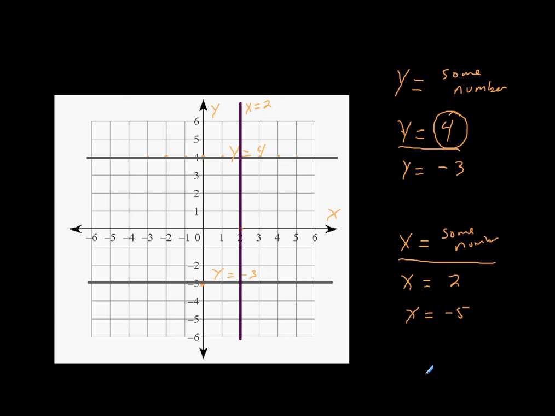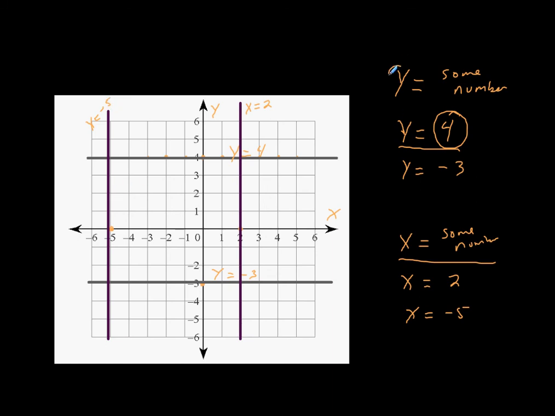And the same for the -5. You would plot a point here on -5 on the x, and you draw the line so that every point on that line would have an x that is equivalent to -5. And this one, let's label it. This one would be x is equal to -5.